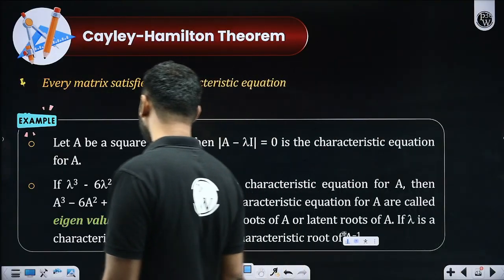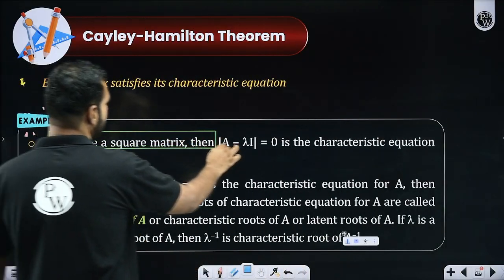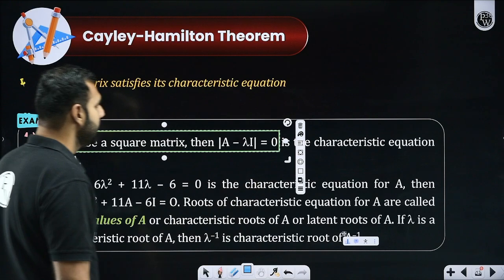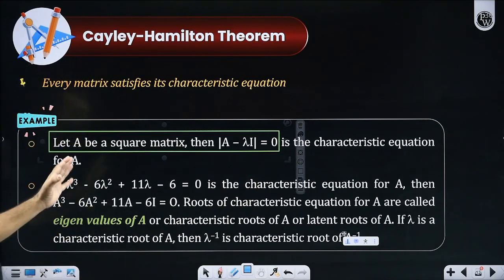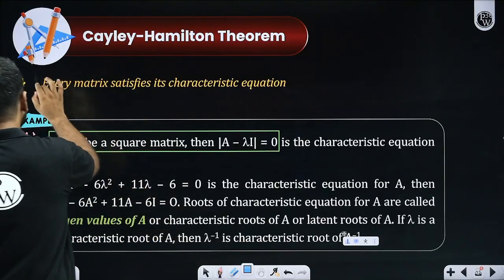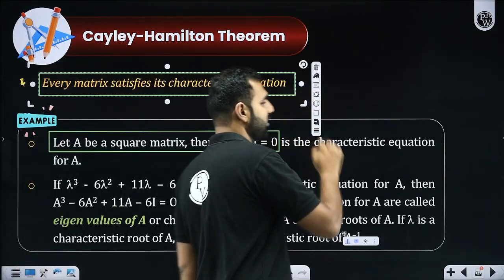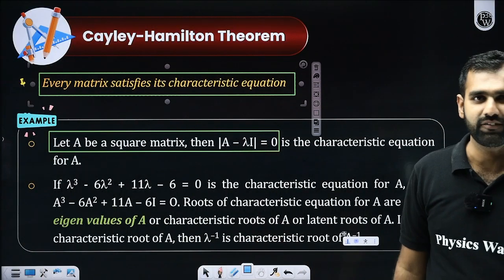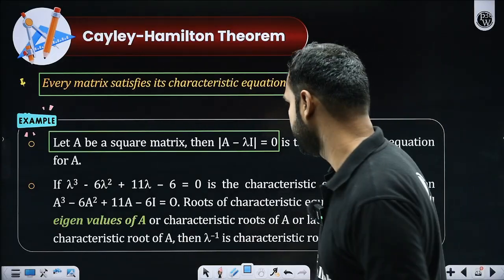So we all know this conclusion that if there is a square matrix, then the determinant of A minus lambda I equal to 0 is going to give you the characteristic equation. And every matrix satisfies its characteristic equation. So far, this is what we have discussed. Everybody with me on this?